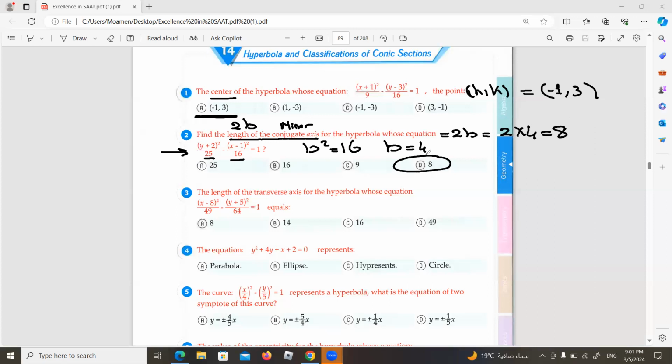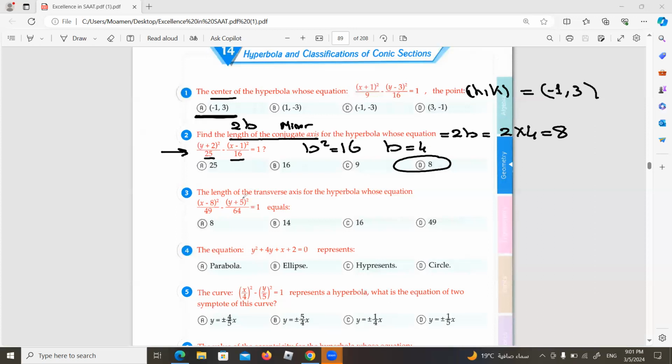The length of the conjugate axis is the length of the minor axis in the ellipse. I need to relate the problems to the conic sections together. As you see, I'm talking about the ellipse, and I can relate it with the hyperbola.